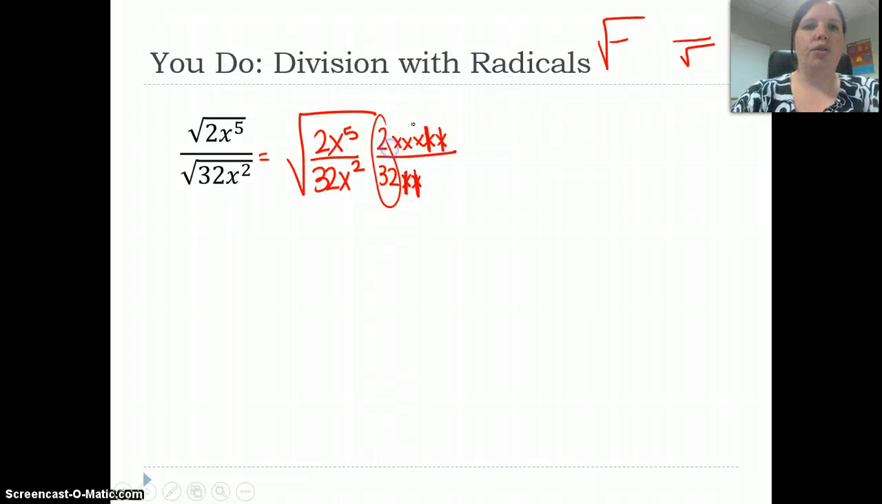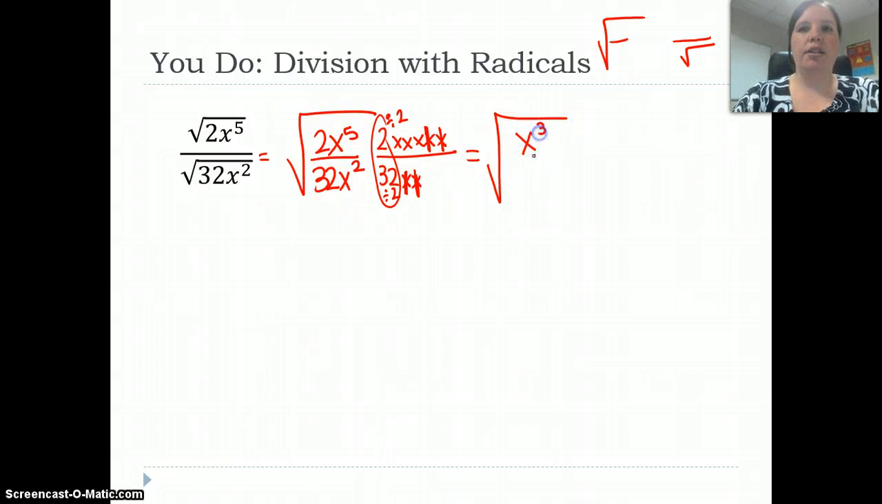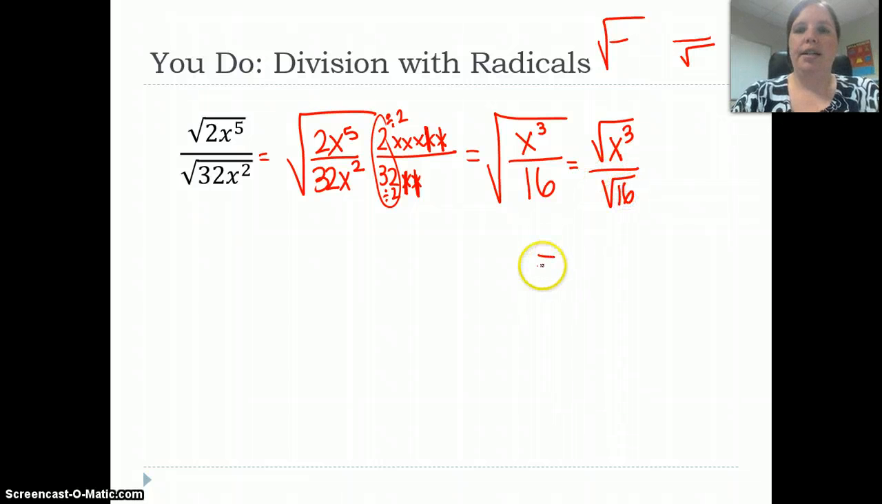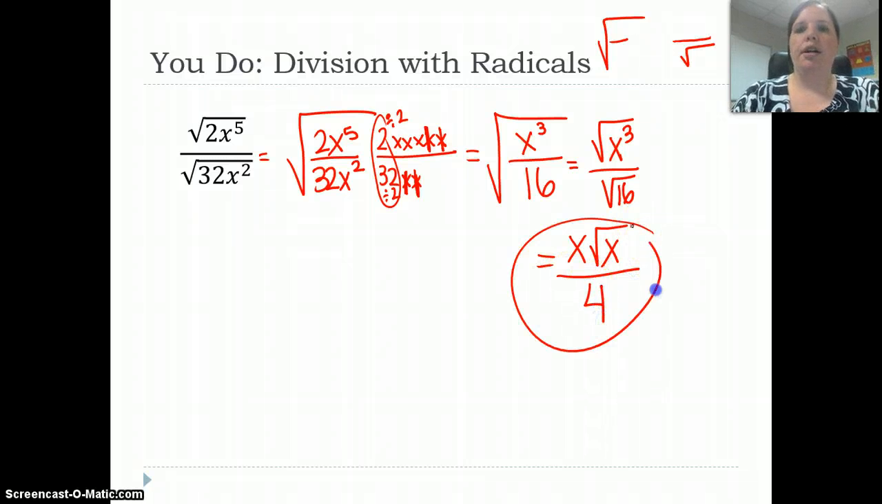But then you also have this 2 over 32. Both are divisible by 2. So we can divide by 2 in the numerator, and we can divide by 2 in the denominator. Simplify that fraction. So that leaves us with 1 x to the third in the numerator, and 16 in the denominator. Now when we split this up, x to the third over square root of 16, the numerator is x root x, and the denominator is 4. None of our rules are broken. We don't have a fraction in the radical anymore, and we don't have a denominator with a radical.